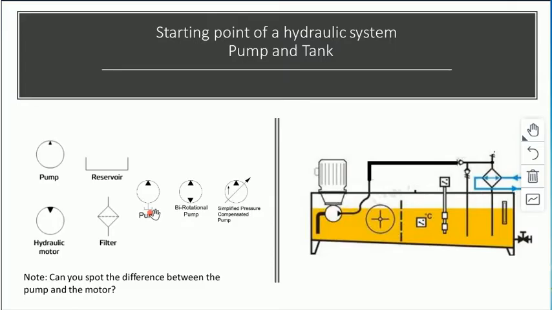Somebody just hit the keyboard. What does the symbol stand for below the pump?